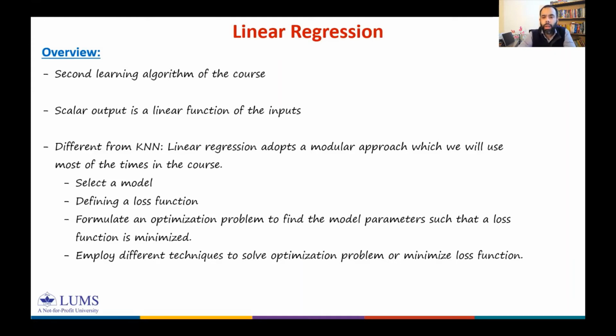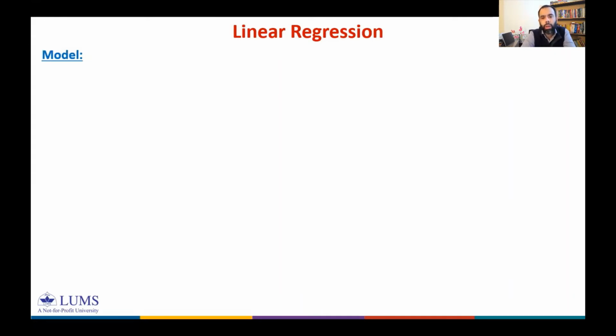So let's start with the model of linear regression. We have this data, x1, x2, xn, where each input is in a d-dimensional feature space. Output is a scalar, so y1, y2, yn. All of these are scalars.